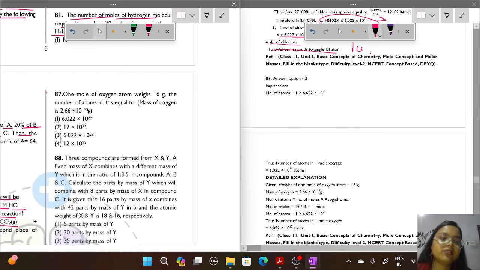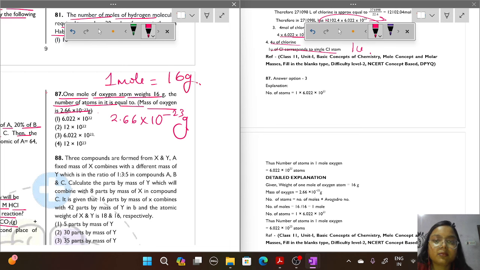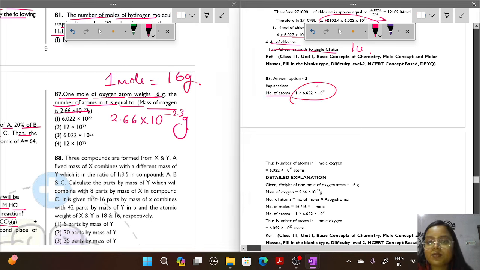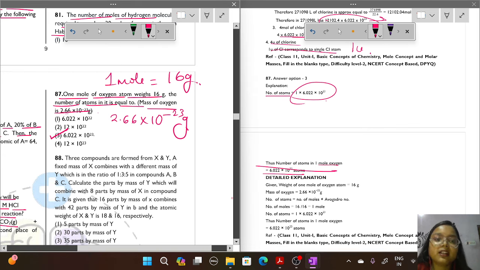Question number 87 says 1 mole of oxygen atom weighs 16 gram. The number of atoms in it is equal to how much? Mass of oxygen is given as 2.66 into 10 to the power minus 23 gram. 1 mole of oxygen atom weighs 16 gram. Okay. So number of atoms is 1 into 6.022 into 10 to the power 23. Number of atoms in 1 mole is 6.022 into 10 to the power 23 only. So option number 3 is the correct option for this case.